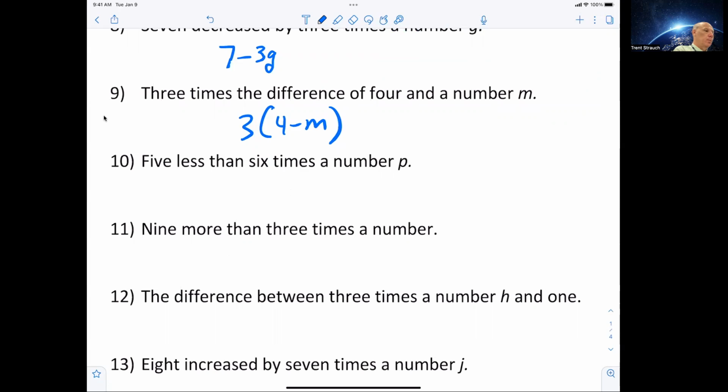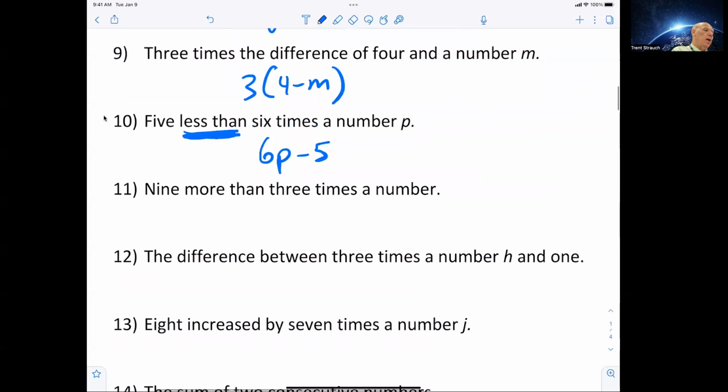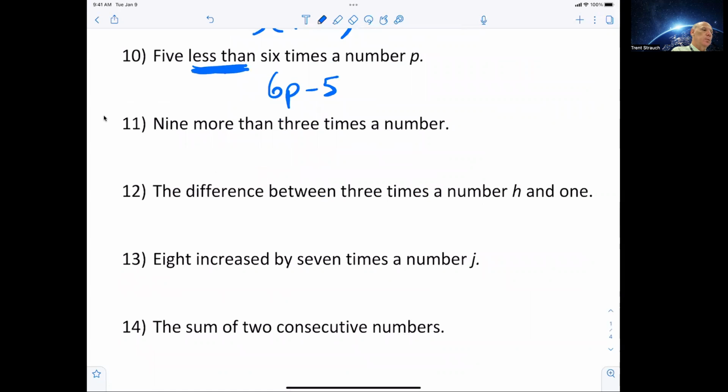Yes. Thank you very much for listening. 6p minus 5. Again, that less than. All right, very careful. All right, Ryan, number 11. 9 more than 3 times the number. 9 plus 3x. Well, I see the more than, 3x plus, yes, 3x plus 9, but would I mark it wrong on the test? Probably not. Technically not, because 3x plus 9 is the same answer as 9 plus 3x, correct? But I want you to get in the habit of seeing more than or less than.